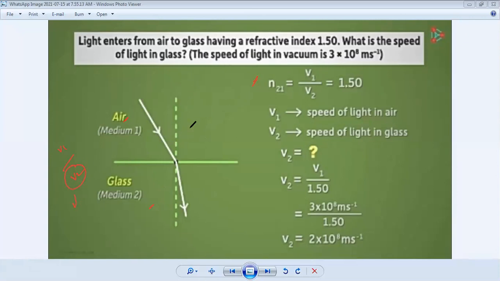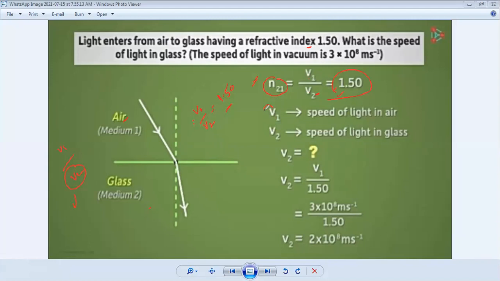We can simply take N21, which is basically the refractive index. I hope you remember, right? N21 is equal to sin i by sin r, which is also equal to V1 by V2. Already we discussed, right? V1 by V2 is given as 1.50. It's the refractive index, sin i by sin r value given. So the V1 by V2 value is already given. Now from this, I want to calculate the V2 value.